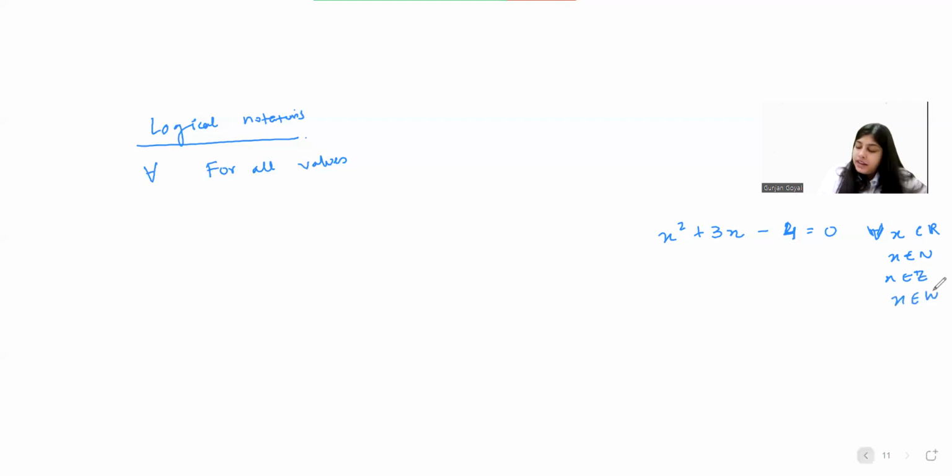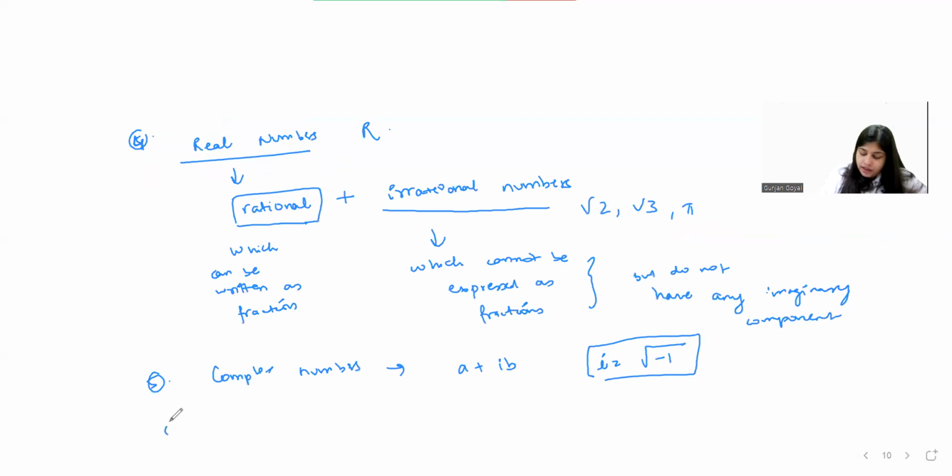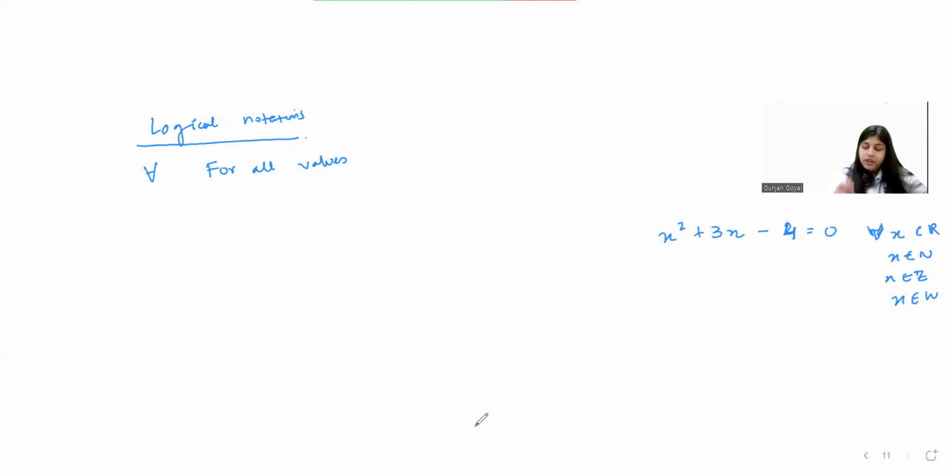The difference between natural numbers and whole numbers: whole numbers, written as W, start from 0. Natural numbers start from 1, whereas whole numbers start from 0. Okay. So this means for all values, x belonging to this.